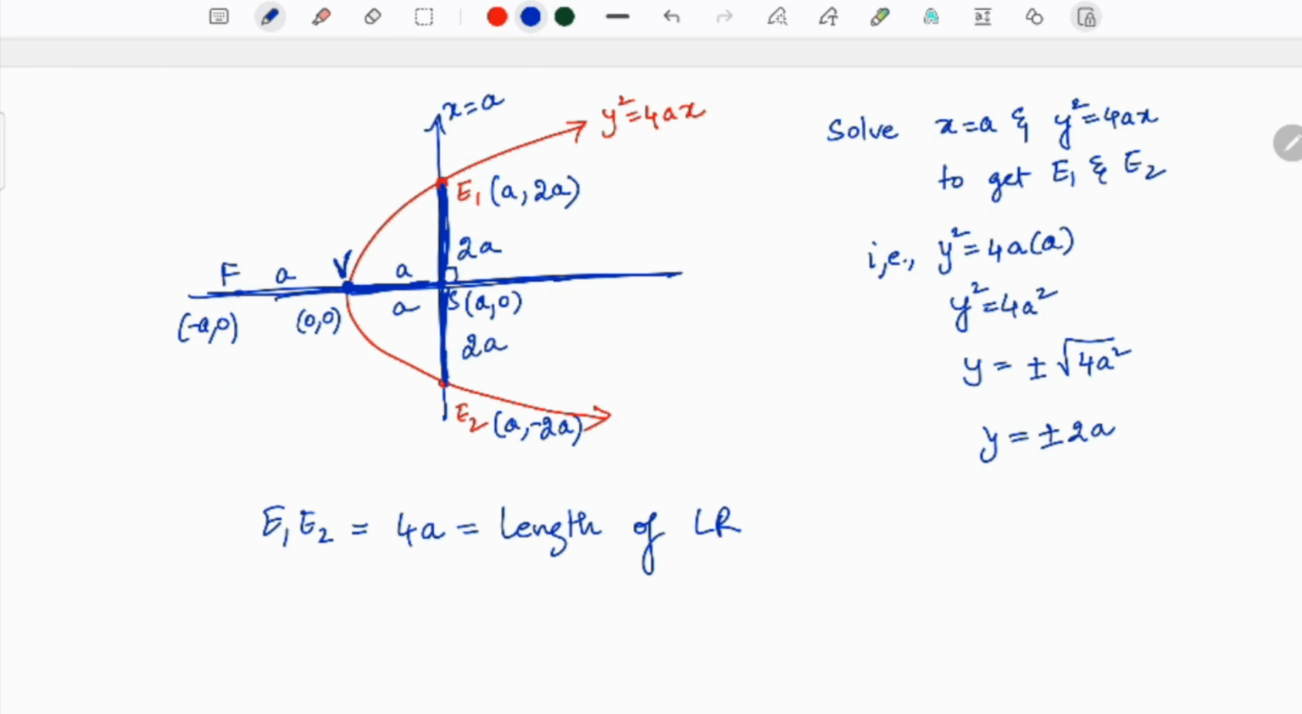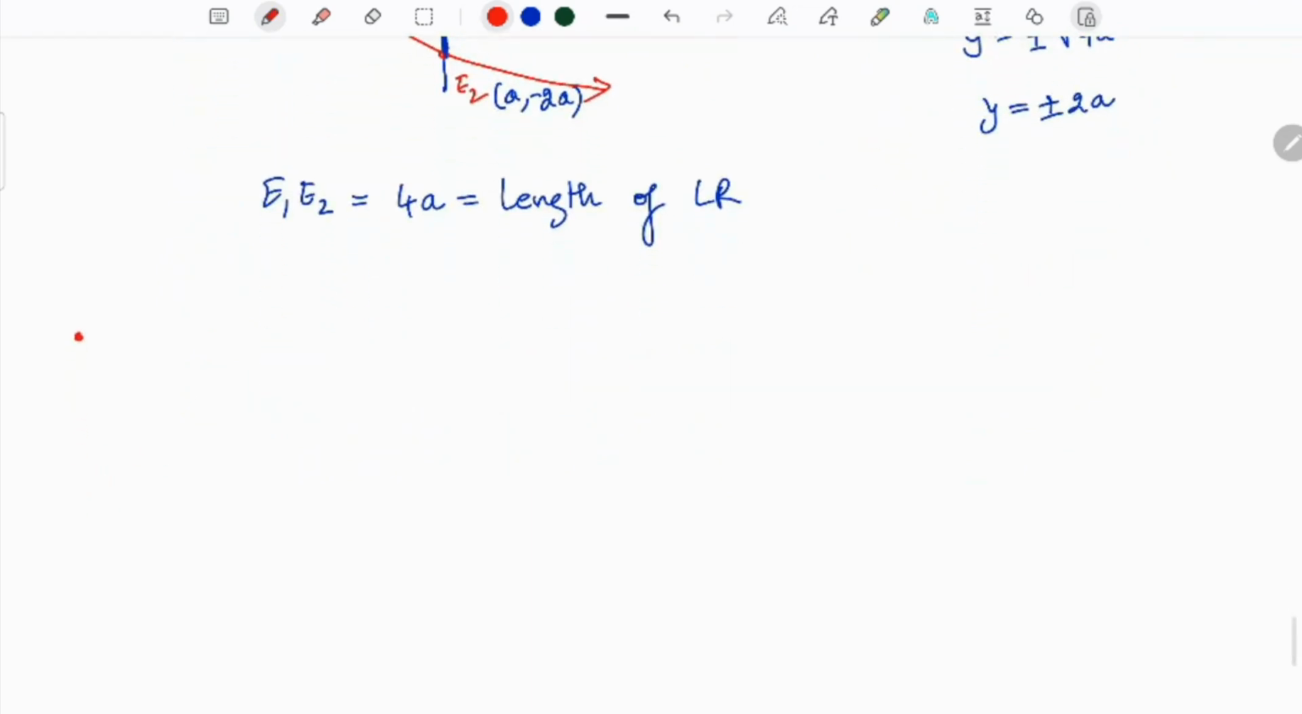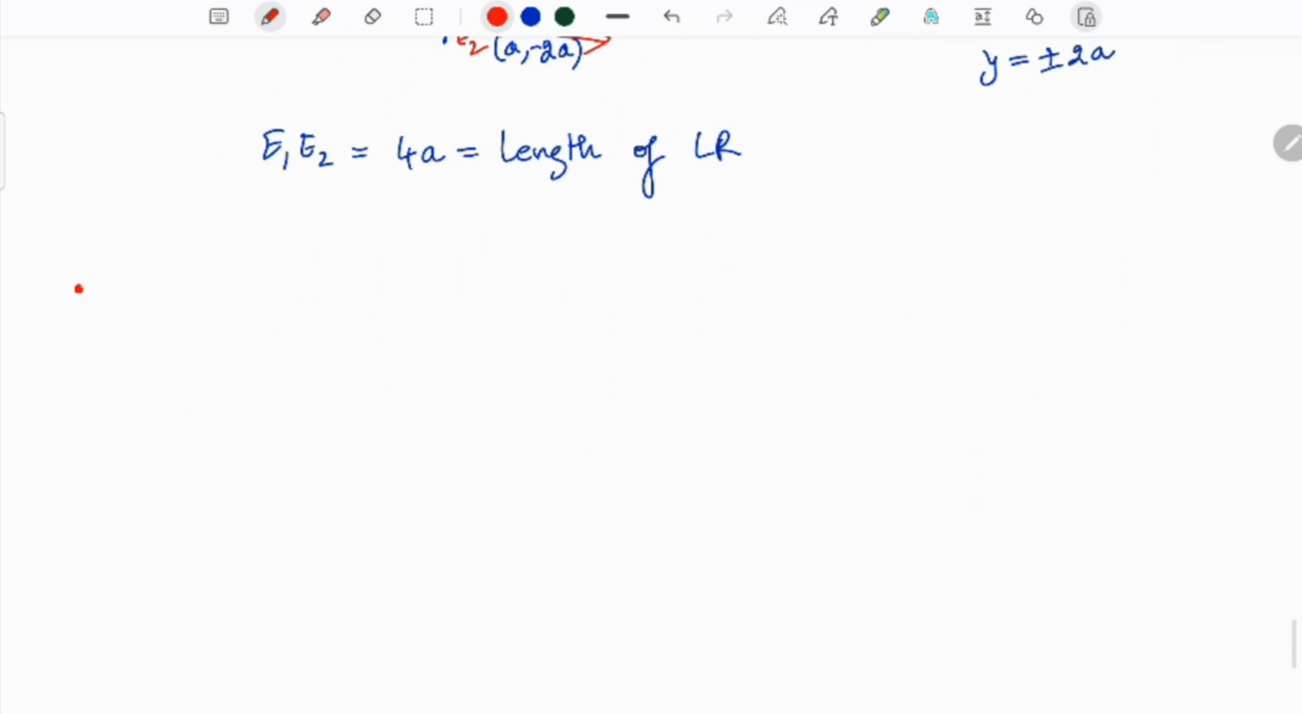All right. So one very, very important point here. Maybe this is the most important point in today's lecture. That is, any parabola you take, this geometry will always be followed. No matter how the parabola is. Let me draw properly.